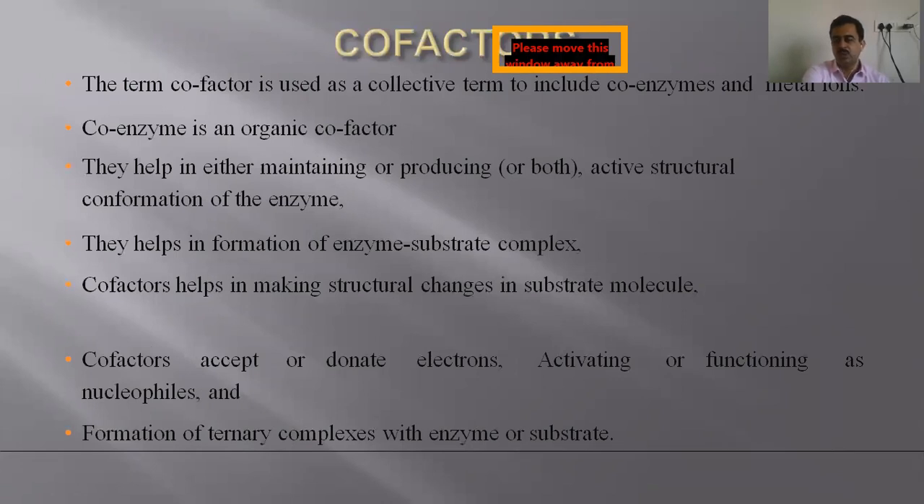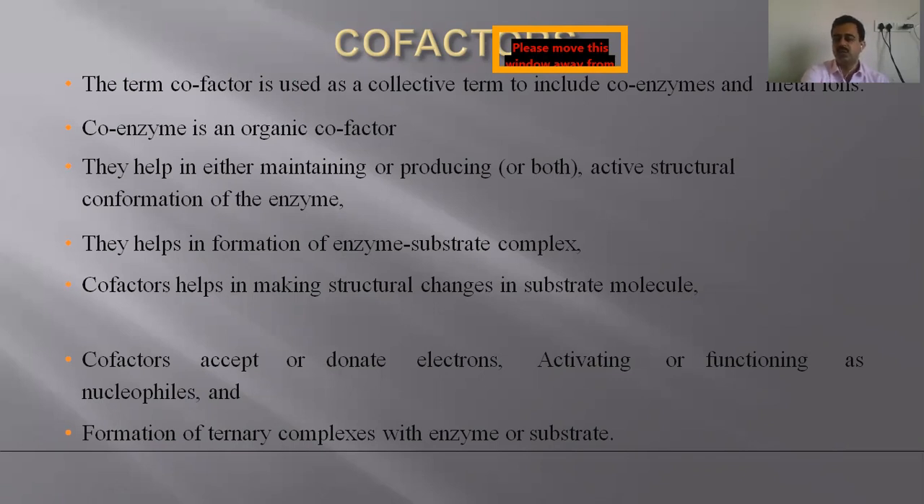The term cofactor, what are these cofactors? They are collectively termed to include coenzymes and cofactors. So a coenzyme is an organic cofactor. They help in either maintaining or producing the active structural conformation of enzymes. They help in formation of enzyme substrate complexes. Cofactors help in making structural changes in the molecules. These are helpful for binding of that particular substrate and converting the substrate into product. Cofactors accept or donate electrons.